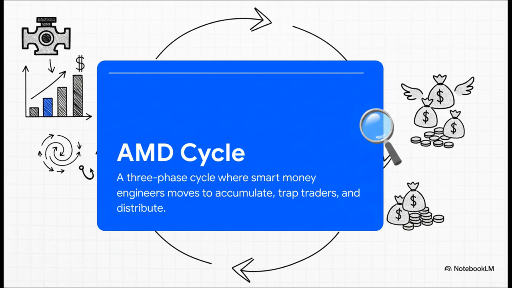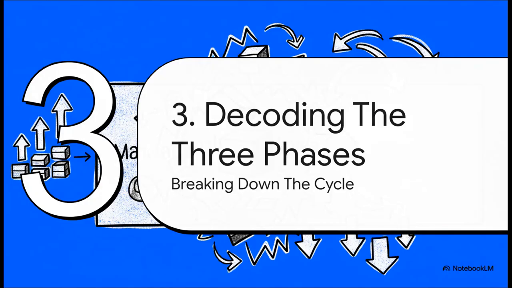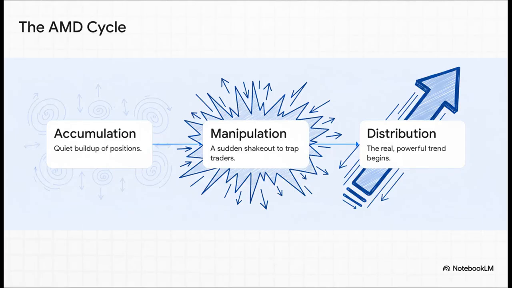You can think of it as the hidden engine of the market, a three-act story where smart money quietly builds up a position, creates a fake move to trap everyone else, and then cashes in on the real trend. All right, so let's break down each phase of this cycle. Because once you can spot these three stages, the story the market is telling you becomes a whole lot clearer. The entire thing unfolds in these three steps. It really has a rhythm to it. A quiet buildup, a sudden shakeout, and then a powerful follow-through.